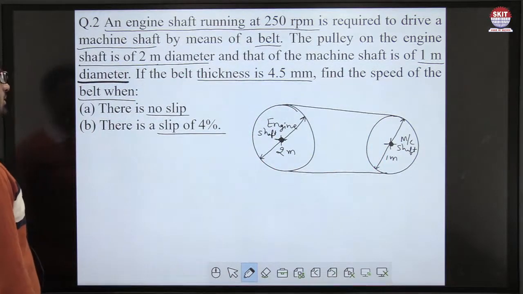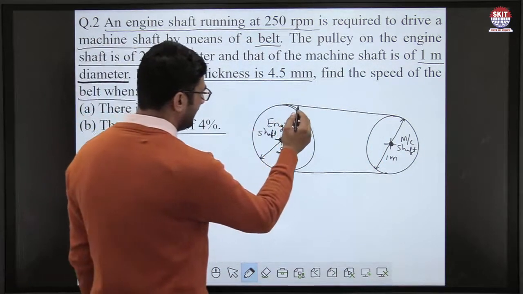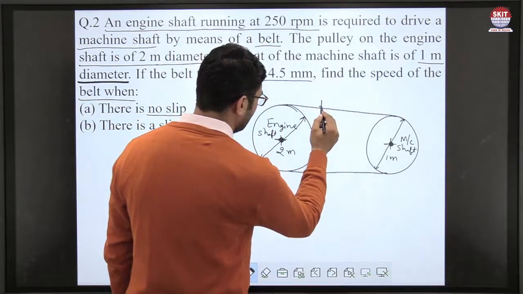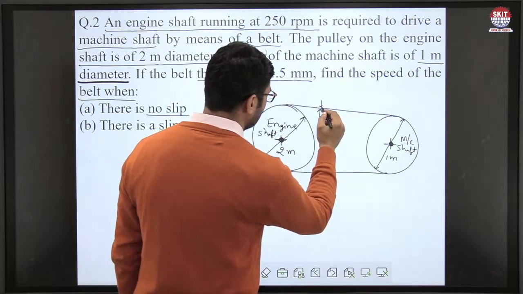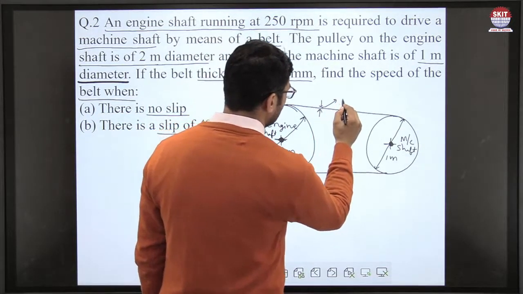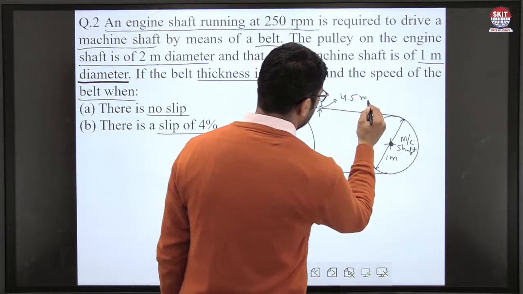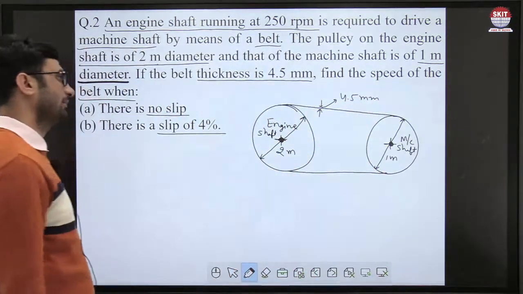And the thickness of the belt is given as 4.5 millimeter. It is the given thickness of the belt.